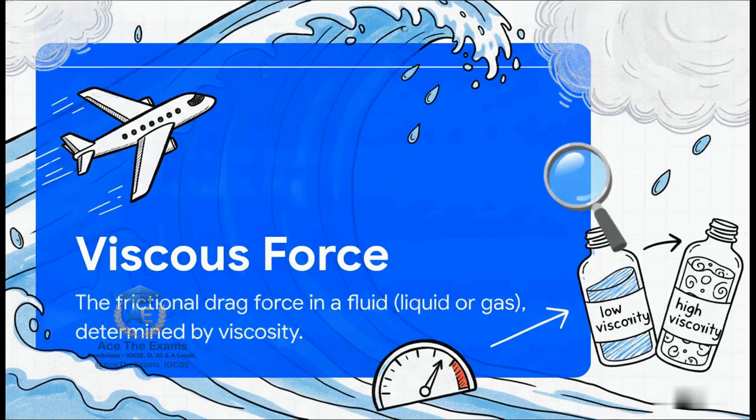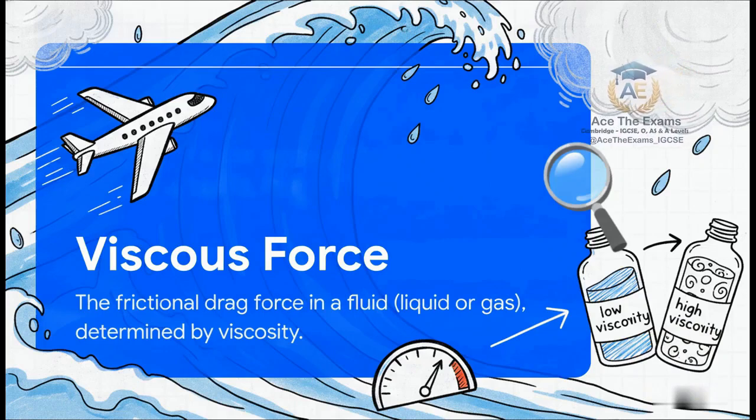Now, friction isn't just something that happens on hard surfaces. When we transition over to fluids, and remember in physics, fluids mean both liquids and gases, we call this resistance a viscous force, or you might hear it called drag. This force depends entirely on the fluid's viscosity. Think about it. Water has low viscosity, so it's relatively easy to move through, while something like thick glue has high viscosity. Even the air around us exerts a viscous force, which we usually call air resistance.